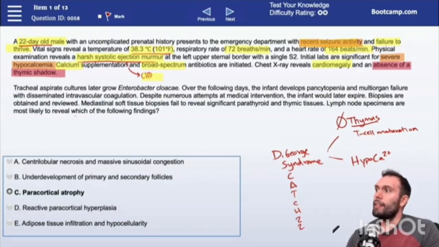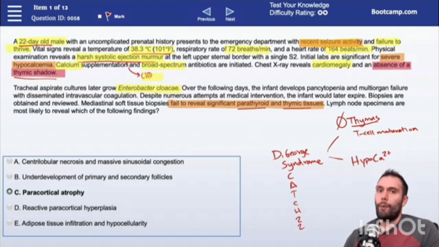But before we do that, let's finish reading this here. So it looks like they did tracheal aspirate cultures that grew Enterobacter. Okay, so this child did have some form of infection. Over the following days, the infant develops pancytopenia and multi-organ failure with DIC. Unfortunately, despite numerous attempts at medical intervention, the infant will later expire. Okay, biopsies are obtained and reviewed. So the mediastinal soft tissue biopsies here failed to reveal significant parathyroid and thymic tissues, just like we saw with the imaging findings, right? We said that there was an absence of a thymic shadow, and we're failing to reveal thymic tissue as well as parathyroid tissue, right? And so this is all interlinked.